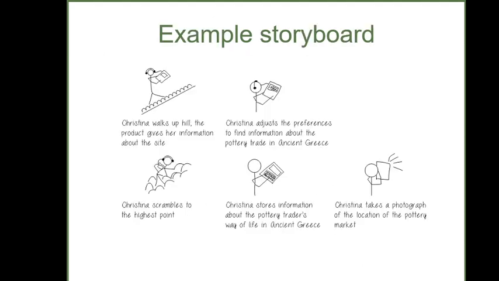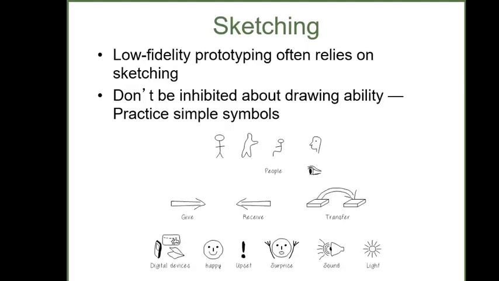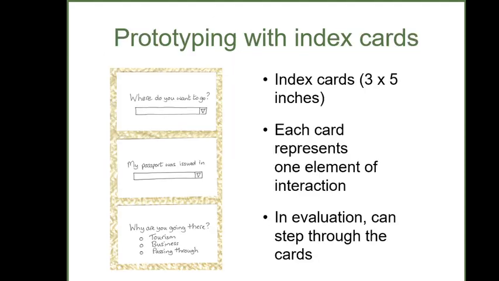In storyboard, you present some sort of a sequence or order with your drawing, while in sketches, you sketch random icons or some random pictures to signify an idea. So prototyping, other than sketches, we also have index card. We often use index card around 3 by 5 inches to create a prototype.